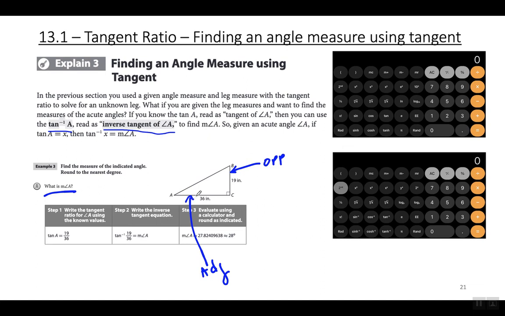Okay, now notice that I have two calculators here. They look slightly different. Like look at these buttons right here. Look at these buttons and look at these buttons. They're different.